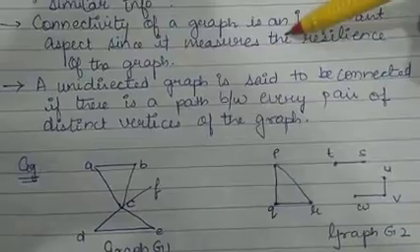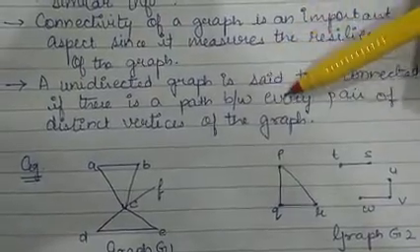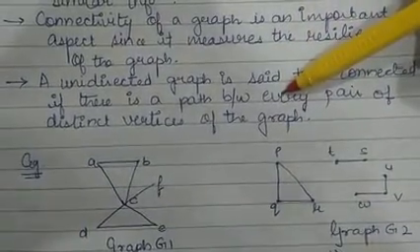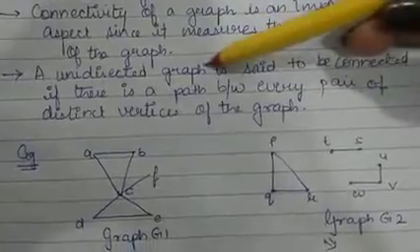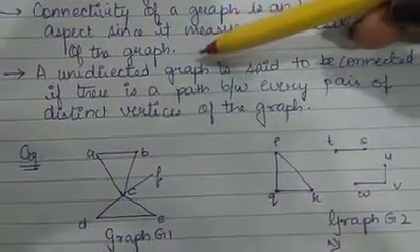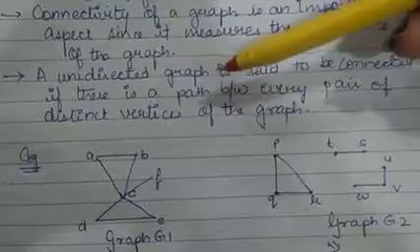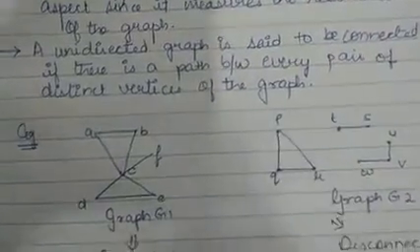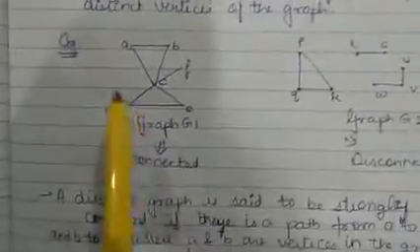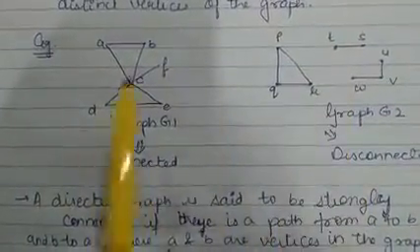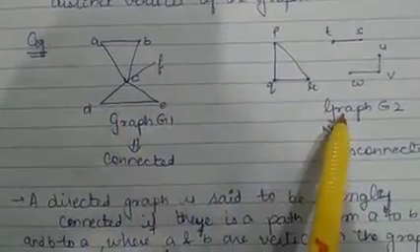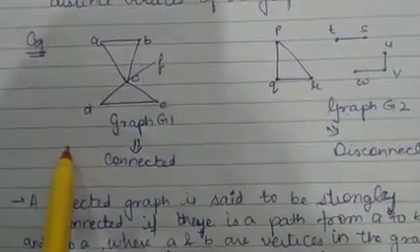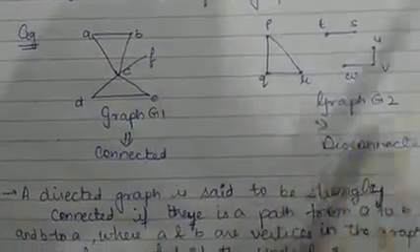An undirected graph is said to be connected if there is a path between every pair of distinct vertices of the graph. An undirected graph, or any graph, is said to be connected if there is some path between every pair of vertices. Like suppose I have two graphs, this one and this one. This graph is G1, this is G2. How can I say that this is a connected graph and this is a disconnected graph?